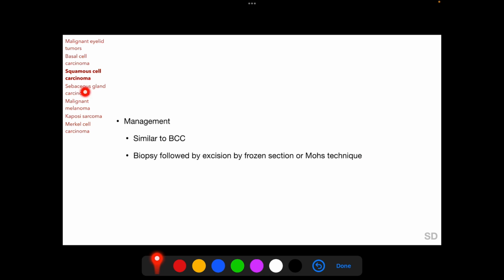We will be discussing sebaceous gland carcinoma, malignant melanoma, Kaposi's sarcoma, and Merkel cell carcinoma in the next session.